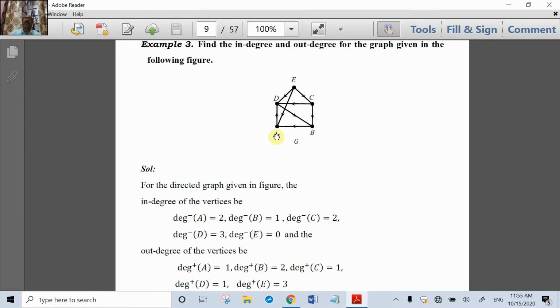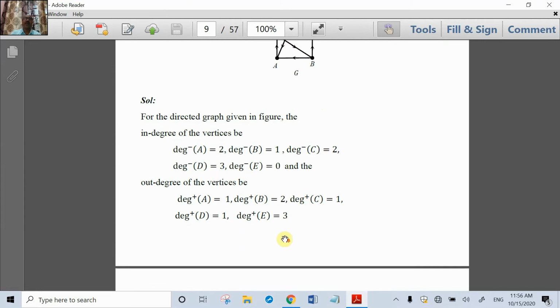Now see, for A, how many pointing inwards? There are 2. Therefore, in degree of A is 2. In degree of B, only 1 pointing in. In degree of C, 2 pointing in. Therefore, 2. In degree of D, 1 pointing in, here 2 pointing. Totally 3. In degree of E, there is no pointing inside. Therefore, 0.